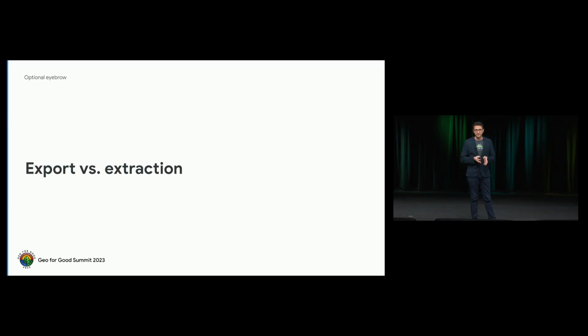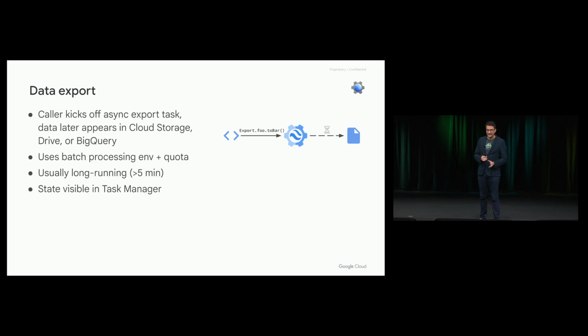These can be considered also made-up terms, but we are trying to define them very clearly so that it's not entirely arbitrary, that we want to have clear definitions of things when we talk about them. So when we say data export, we're talking about using Earth Engine's built-in export APIs, export.image, export.table, to kick off an export task, which happens asynchronously. And at some point in the future, the data then appears in cloud storage, Drive, BigQuery.